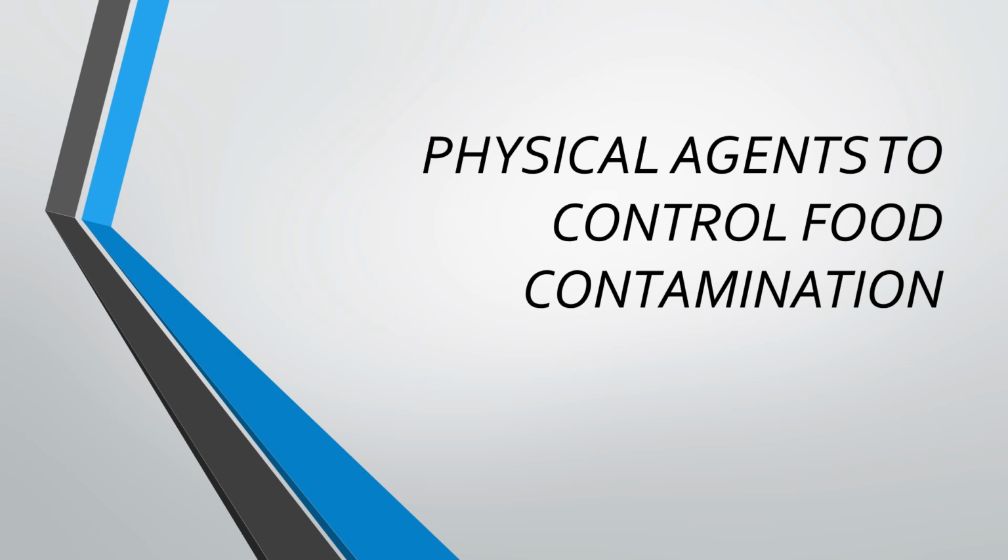Hello viewers, so today we're going to learn about physical agents to control food contamination. Well, there are three types of contamination: biological, chemical and physical, and today we're going to learn about physical. Let's begin.